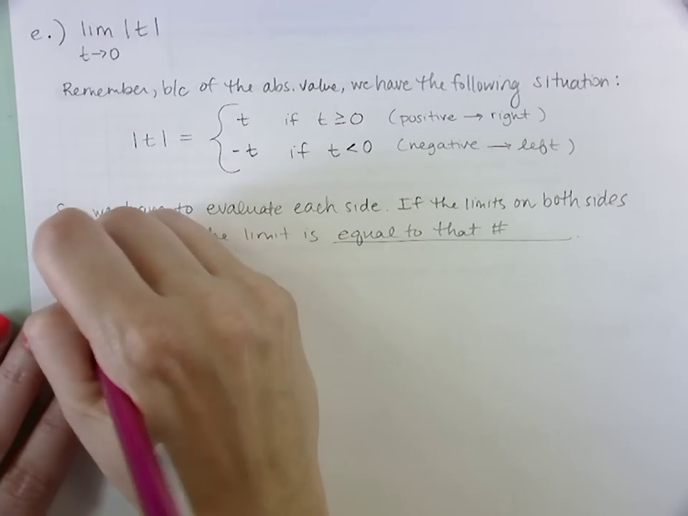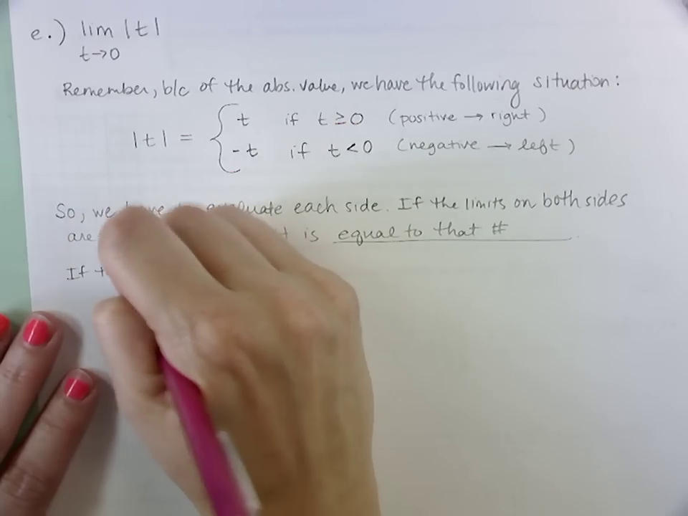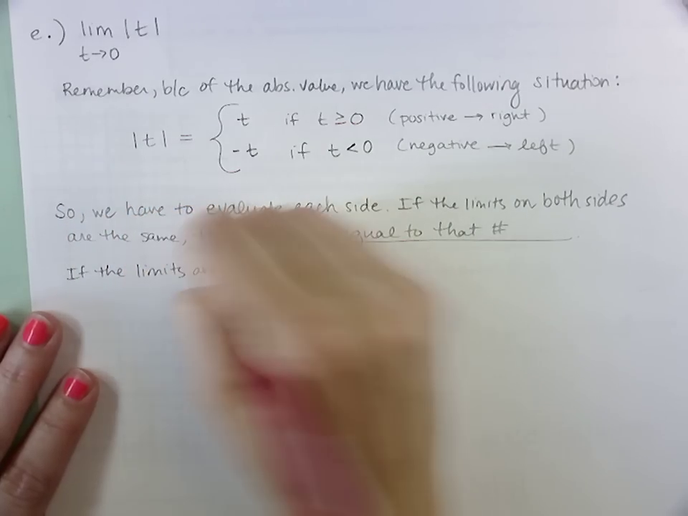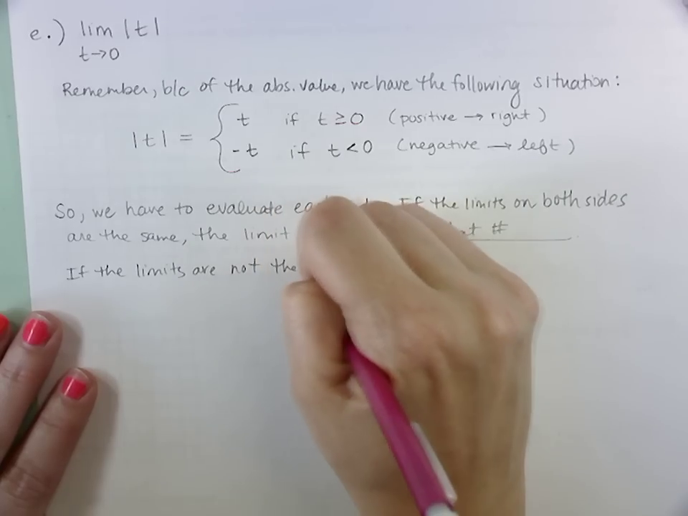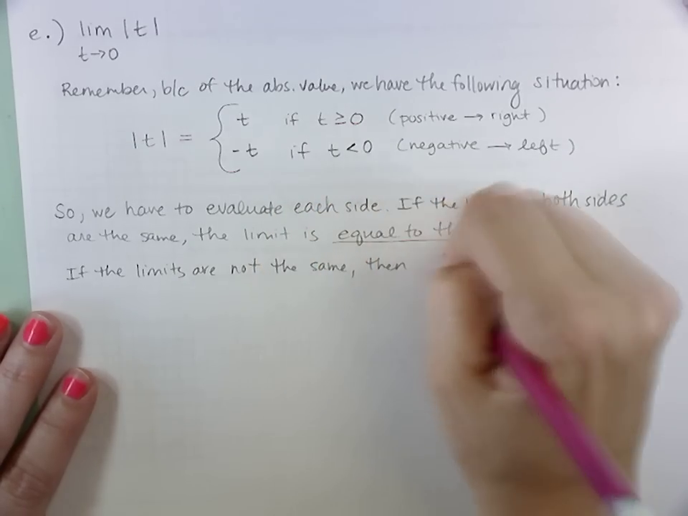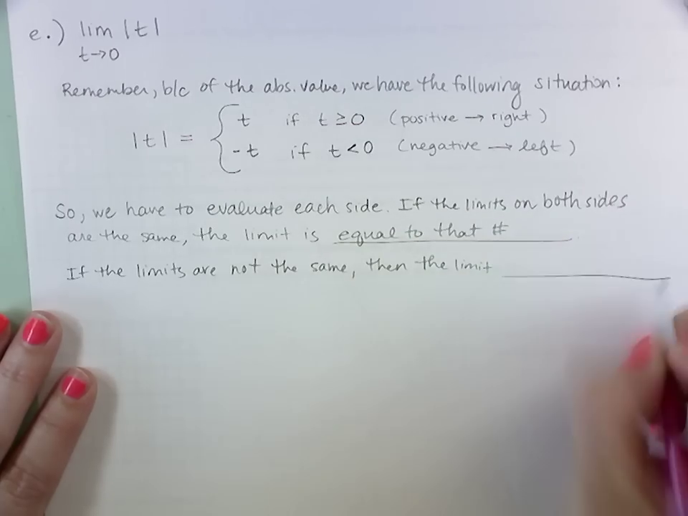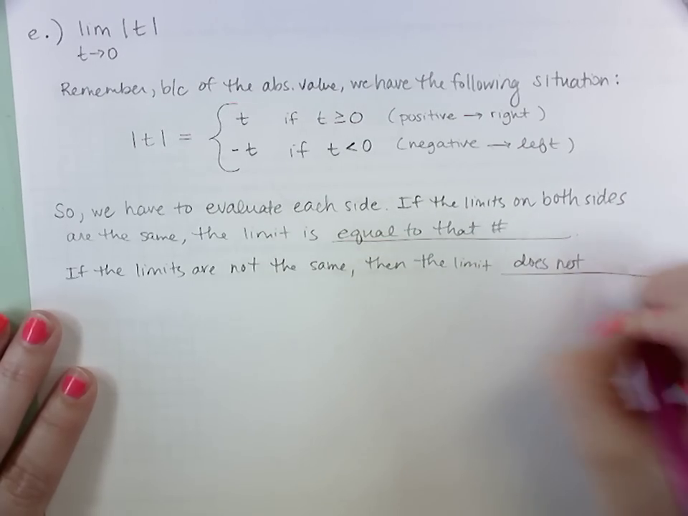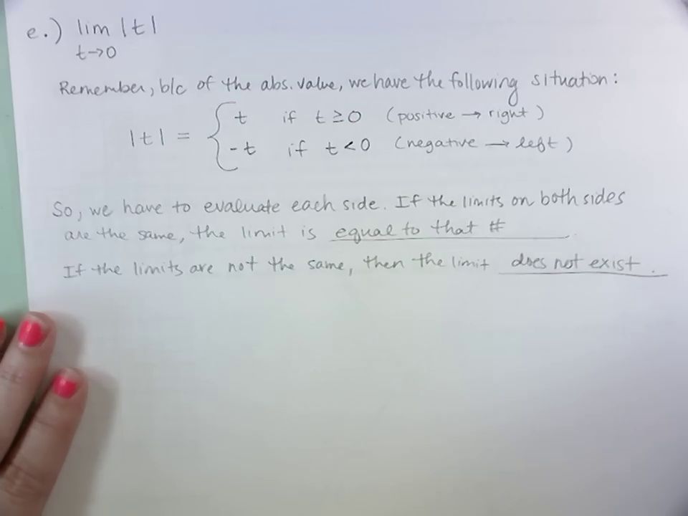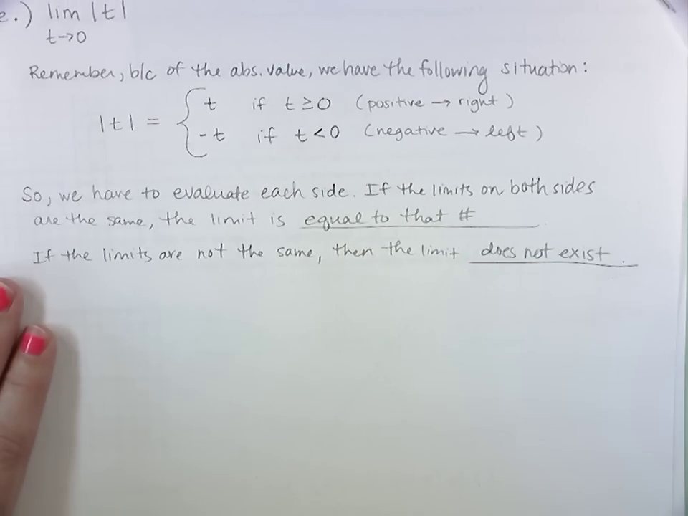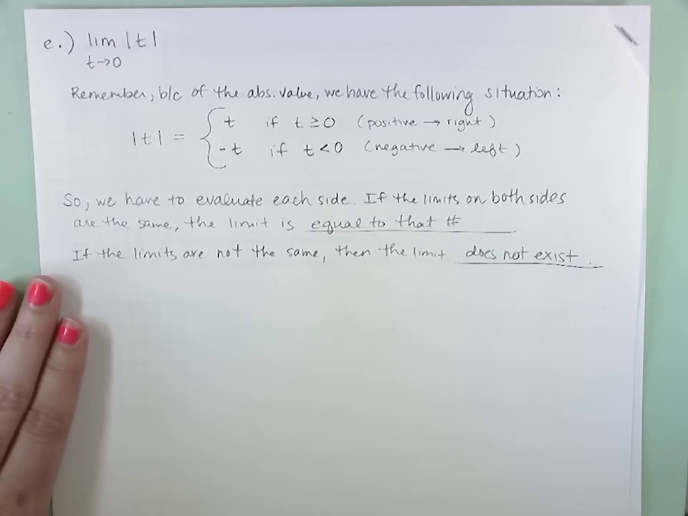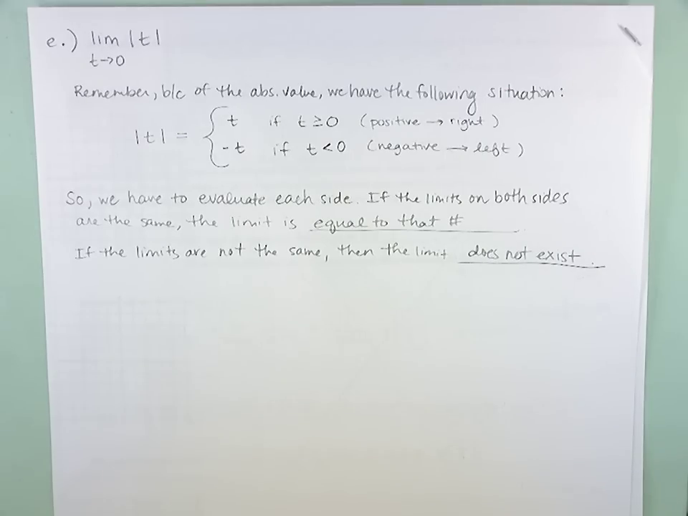So if the limits are not the same, then the limit does not exist. See, don't you guys appreciate now how much I type out for you? Oh, yeah. Okay, so again, if the limits on both sides are the same, the limit is equal to that number. If the limits are not the same, then the limit does not exist.